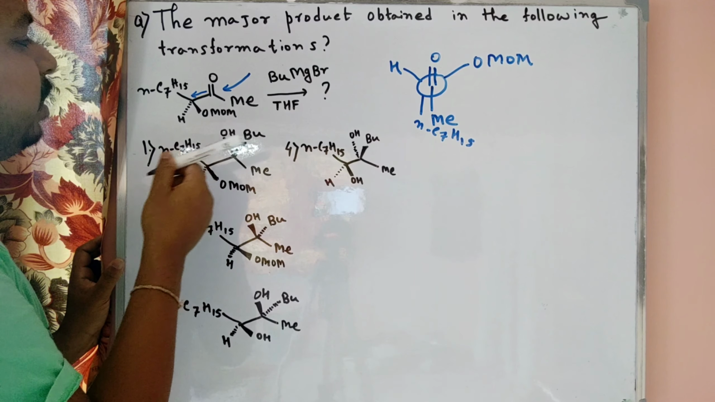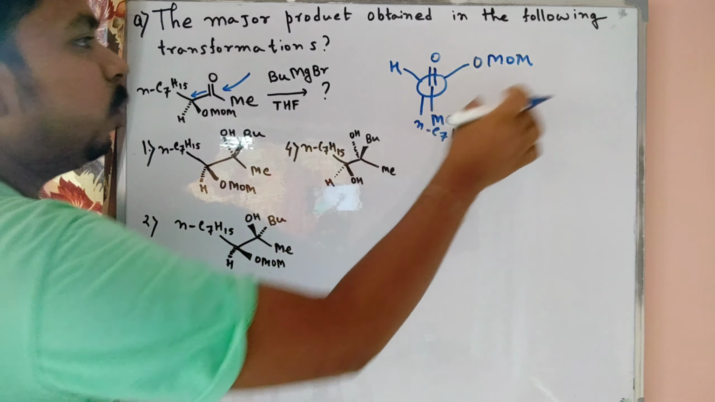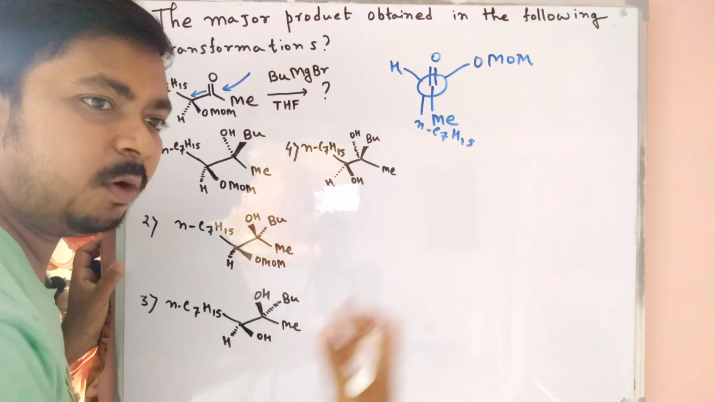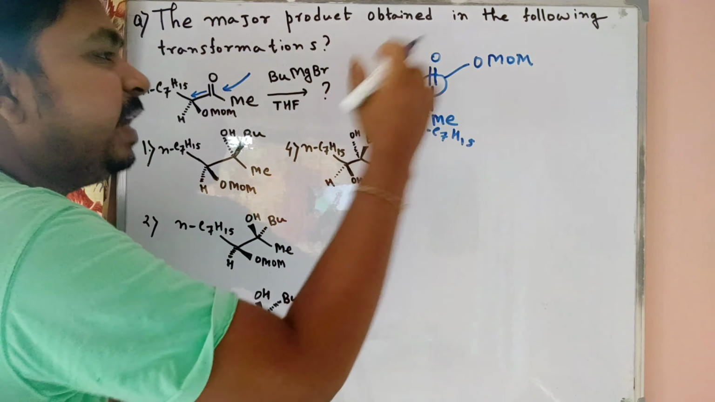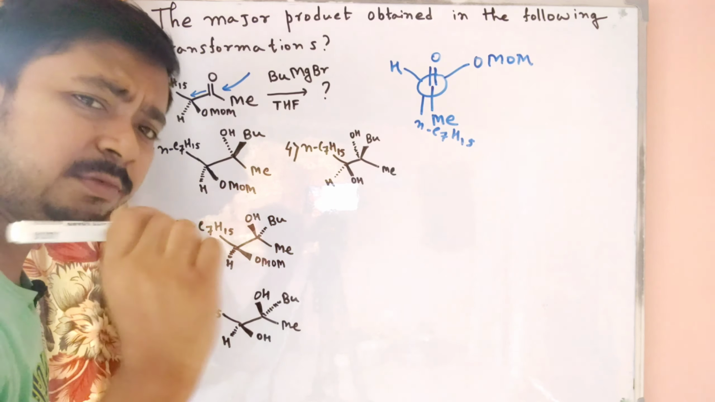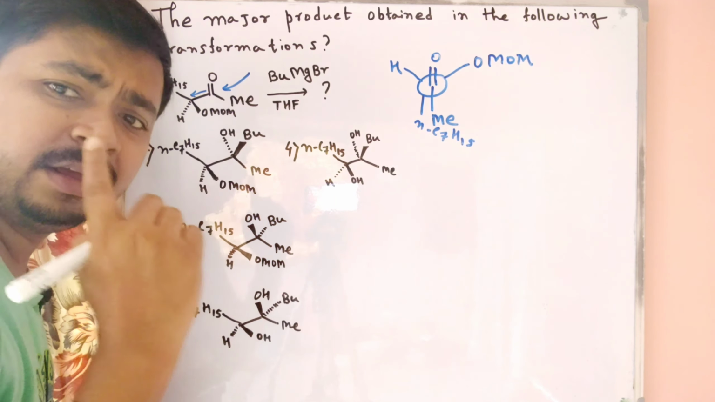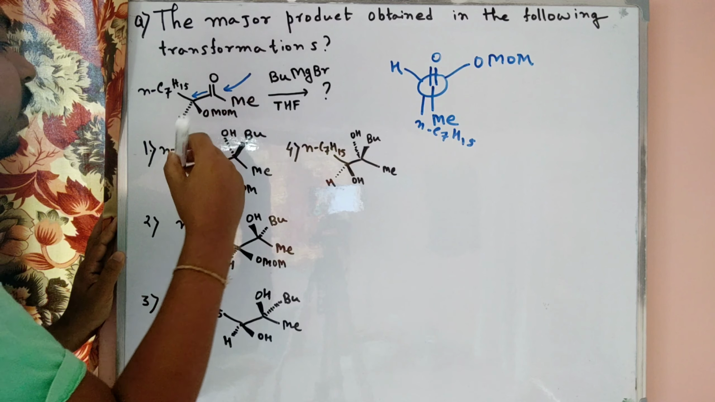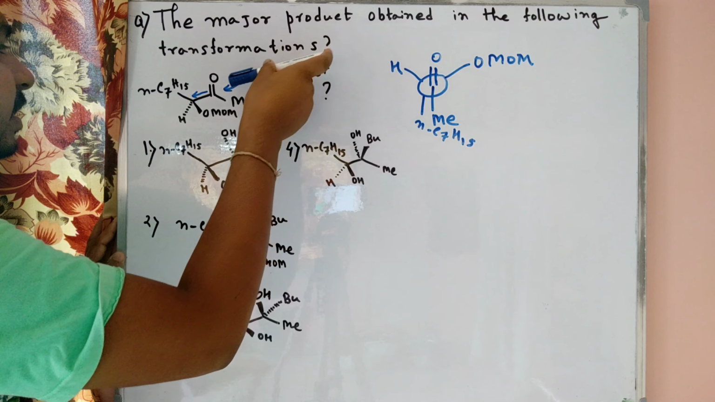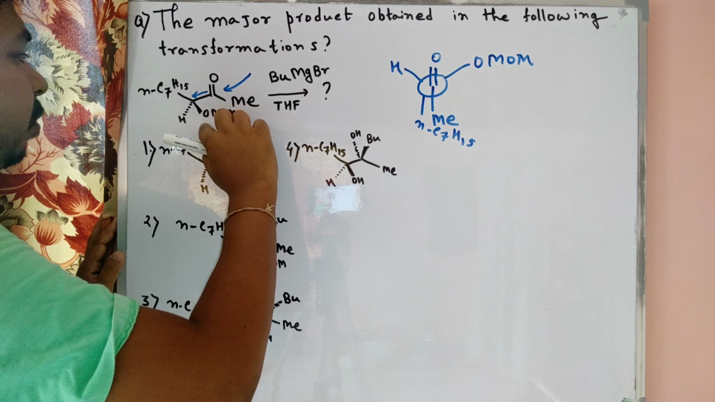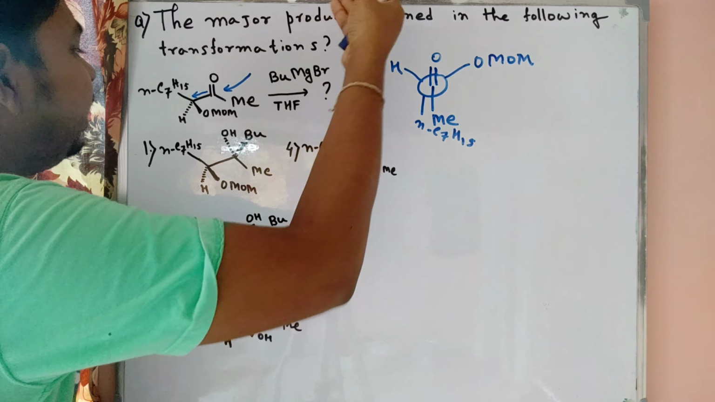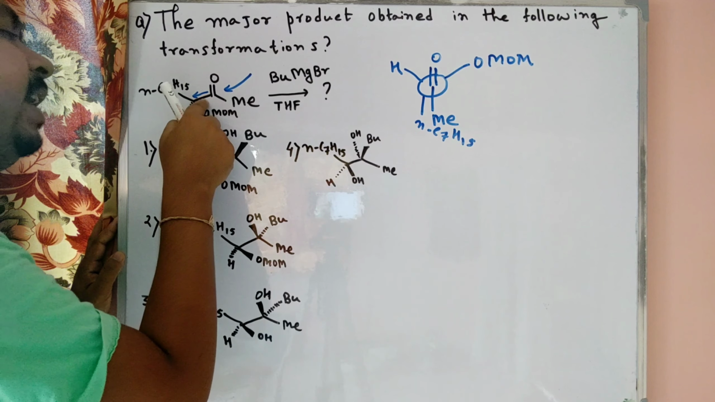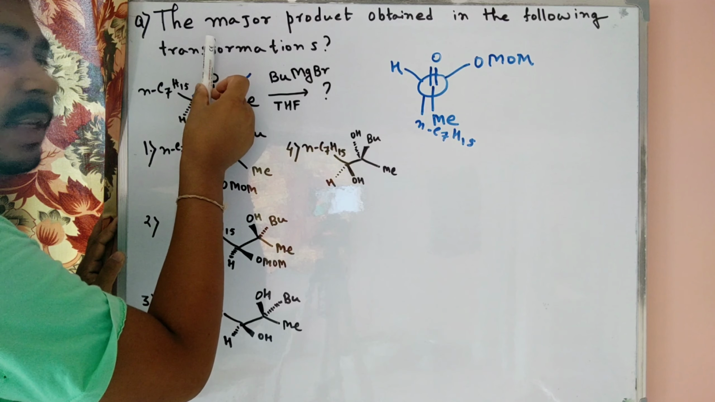Many students make mistakes here about whether OMe is on the left or right side. So how to confirm that OMe is on the right side and hydrogen on the left? Your point of view is the very important trick here. Your point of view is on this side. If you look from this side, the OMe group is on our right side and hydrogen is on the left. Simply place yourself here and see.